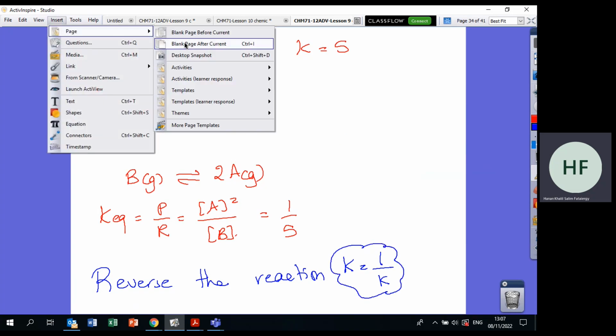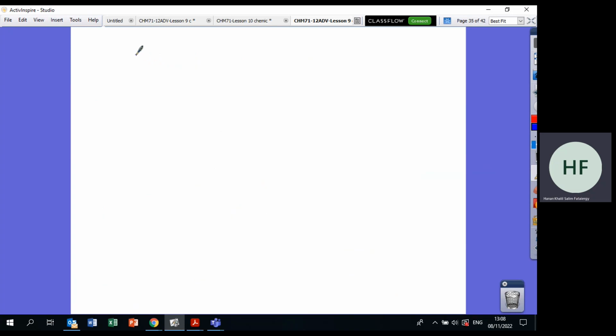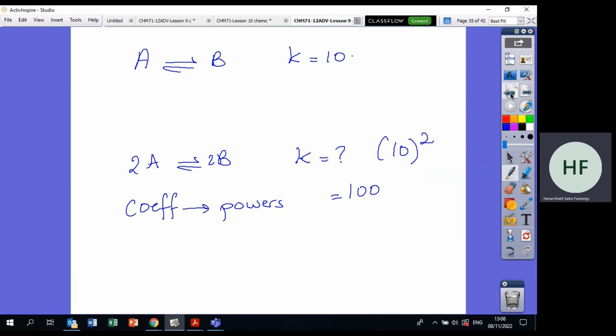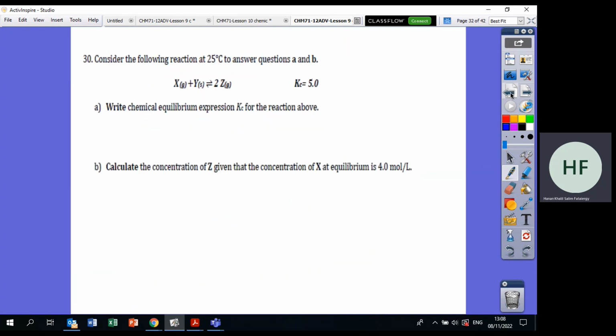Now, what happens if we multiply a reaction by a number? Like, let's say I have A gives me B, and the K is 10. Now, 2A gives me B. How much is K? Of course, what did I do with this reaction? I multiplied this reaction times 2. You know that coefficients, what do they become? Coefficients become powers. So this 2 will be a power. So it will be 10 power 2. Okay, so the answer is 100. So if I multiply by a number, it will be a power. Okay, remember these two rules for calculating the K.